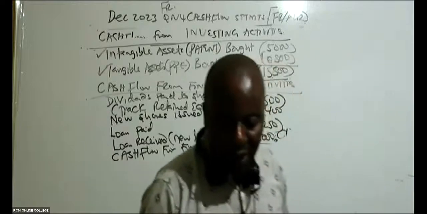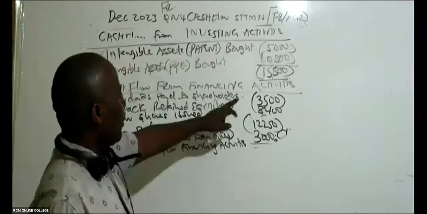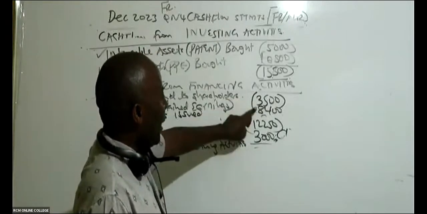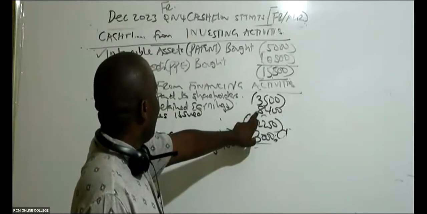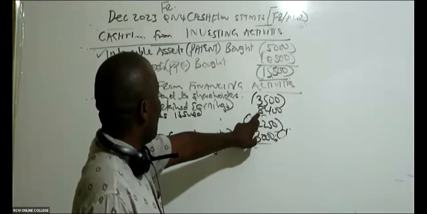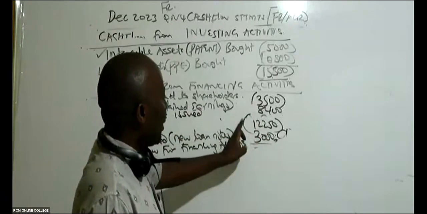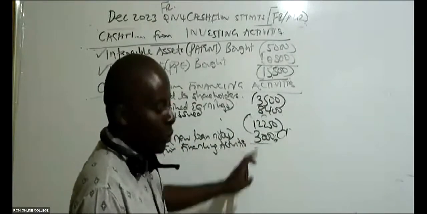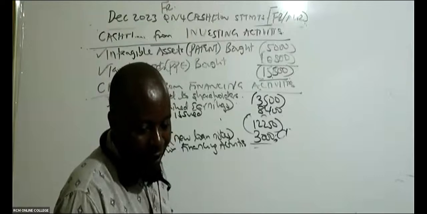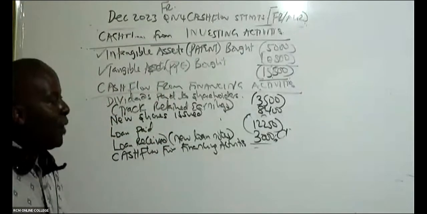How much do we have in total there? 21,150 negative. So remember, this is 3,500 negative plus 8,400. Remember, this is positive. 8,400, we issued new shares. So we received this money minus 12,250 because the loan was paid, and then we received 3,000. So you add 3,000. Yes.